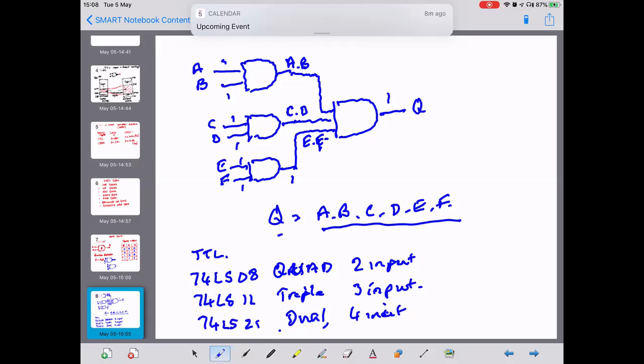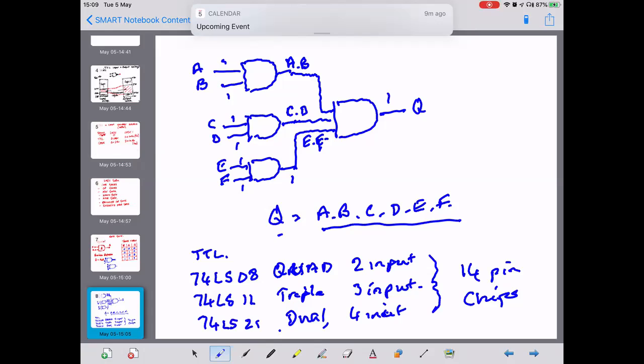All 3 of them come on 14-pin chips. Just an example, I won't give you the numbers on all of them because there's no need for you to remember them. If you wanted one, you just look them up. But they come on 14-pin chips, and you can buy a quad 2-input, a triple 3-input, or a dual 4-input chip.